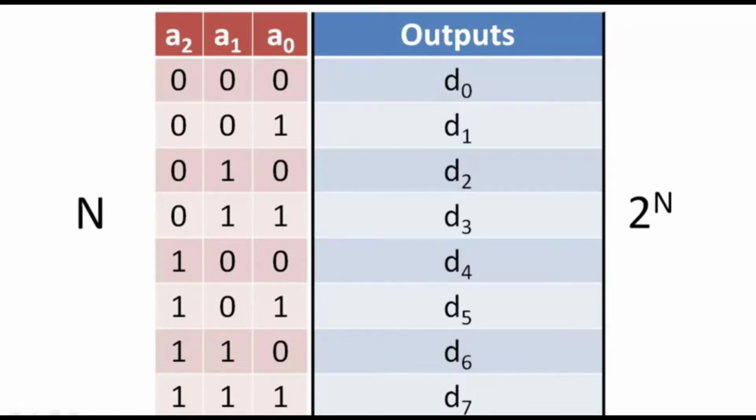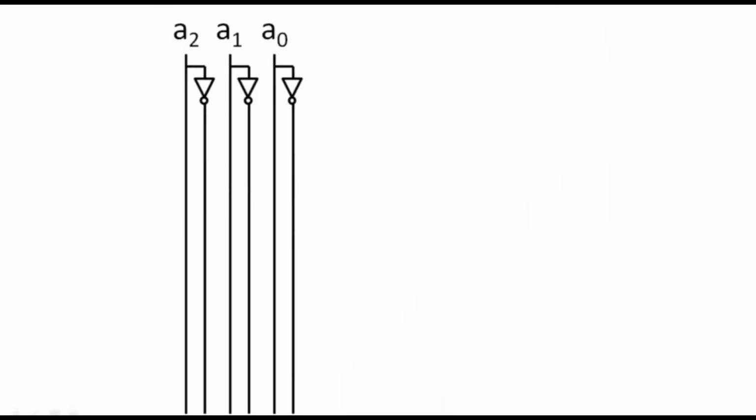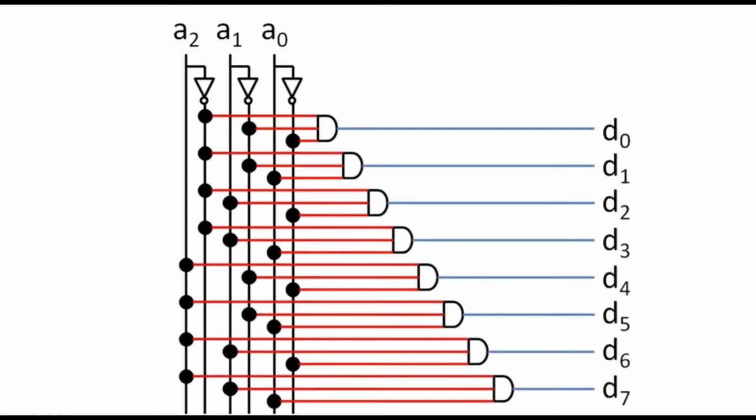To create each of these outputs, we will need to implement every minterm. So we will need every variable and its complement. Then we will AND these literals together to create each minterm. For example, for minterm zero, we will implement every complemented variable into the AND gate. We will similarly design every other minterm.